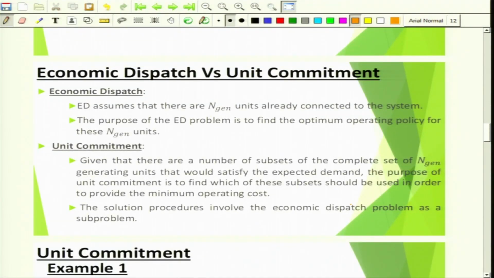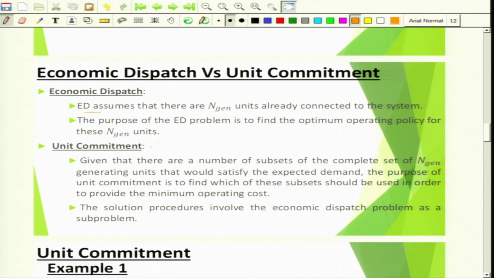So let us compare economic dispatch and unit commitment. Economic dispatch assumes that there are n generator units already connected to the system. The purpose of the economic dispatch problem is to find the optimum operating policy for these n generator units. Whereas unit commitment means, given that there are a number of subsets of the complete set of n generating units that would satisfy the expected demand, the purpose of unit commitment is to find which of these subsets should be used in order to provide the minimum operating cost.